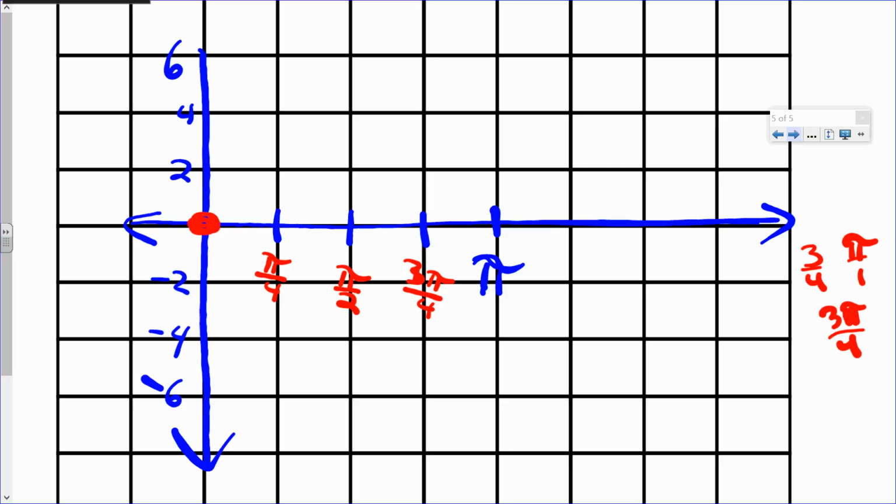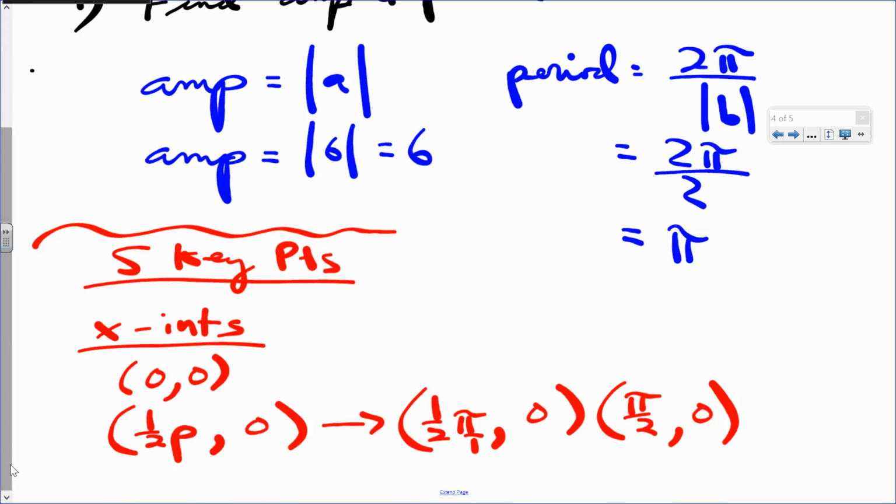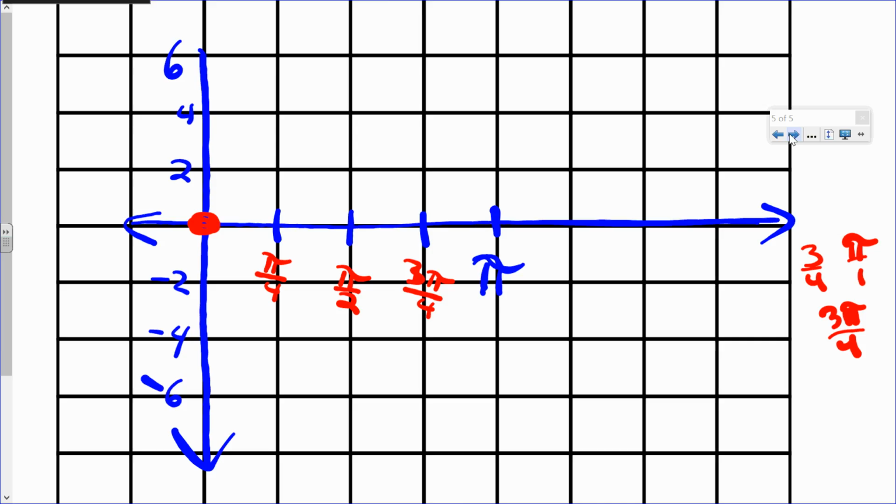Okay, so let's graph that second x-intercept. That second x-intercept was right here, pi over 2, 0. There's your second point.